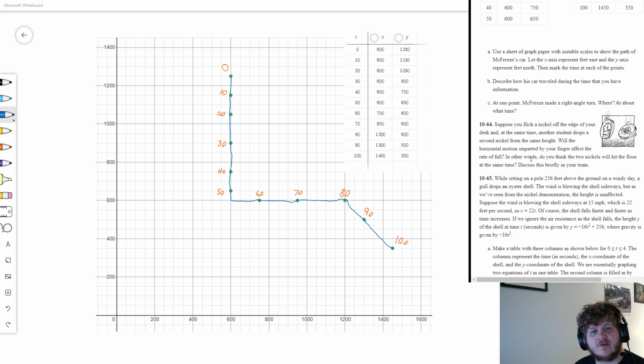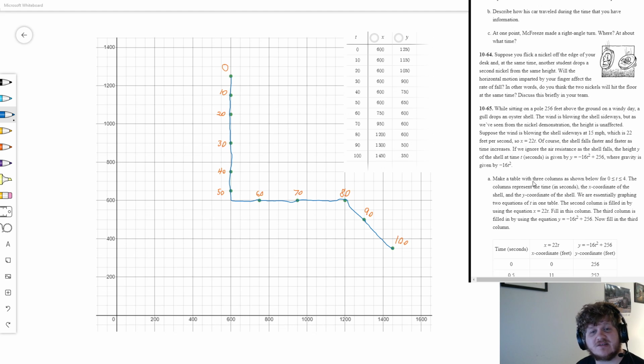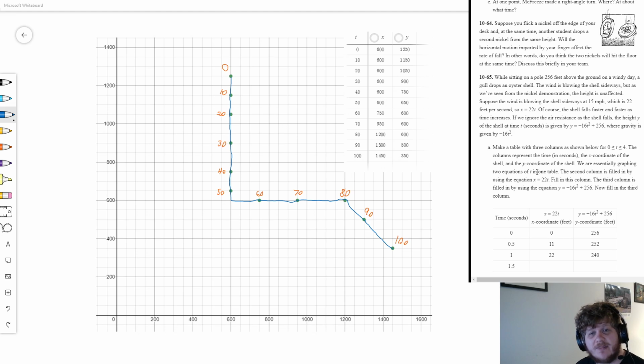So with that, using this idea that you can separate both the horizontal and the vertical, it makes it very straightforward and very easy to utilize when it comes to parametric equations for things like, say, a seagull dropping an oyster shell.